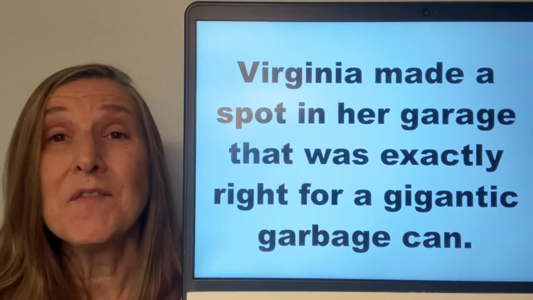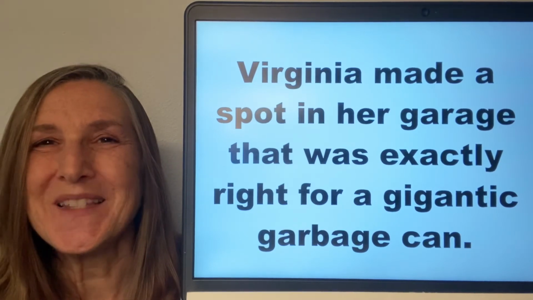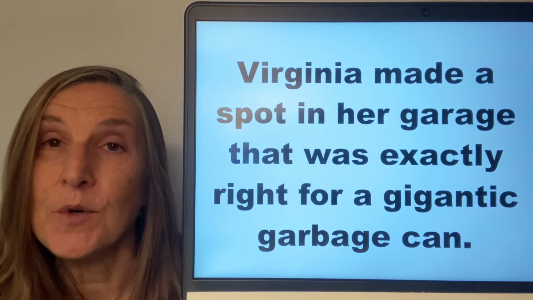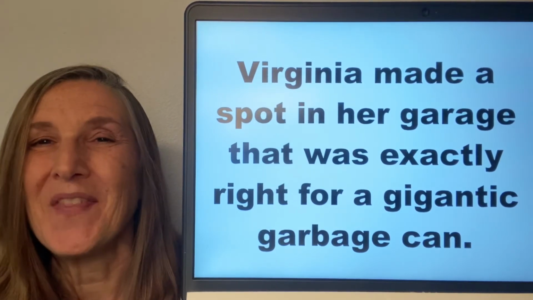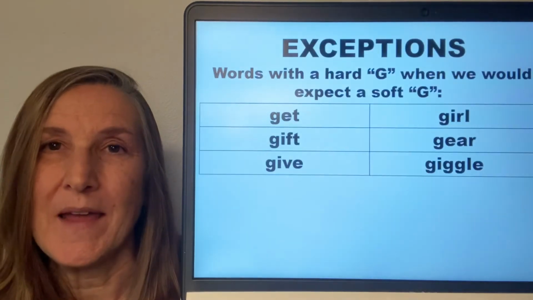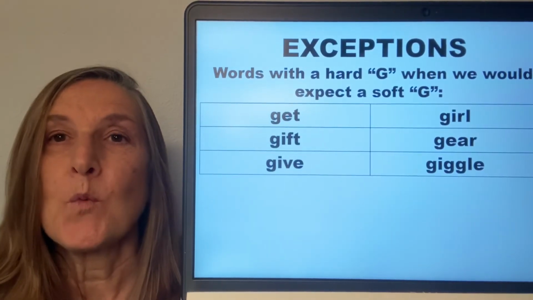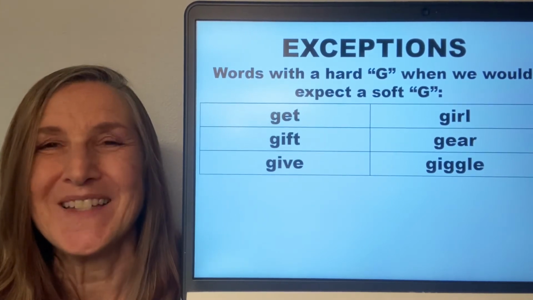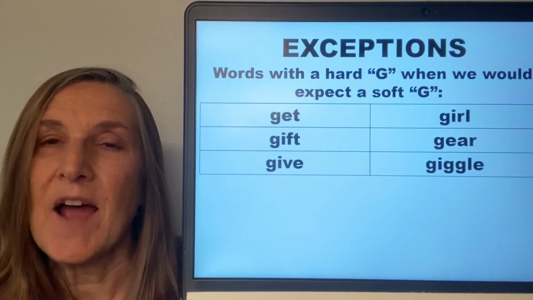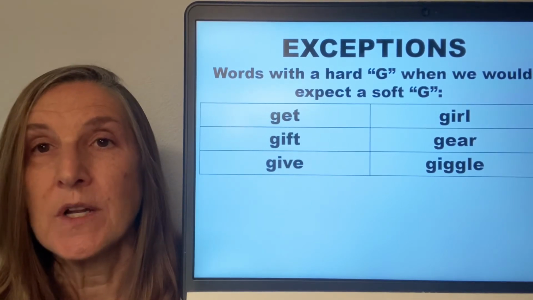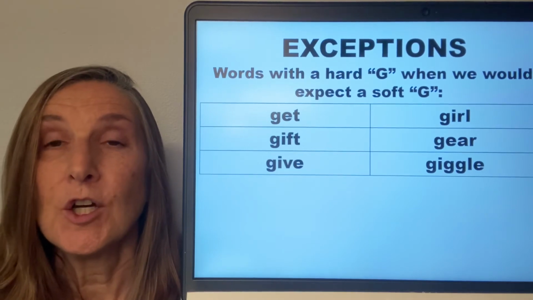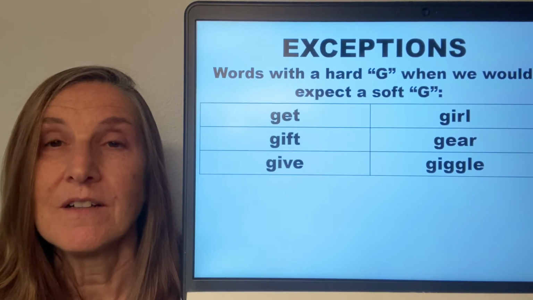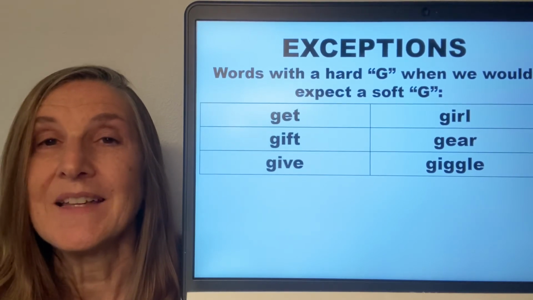Now, there are a lot of exceptions to the rule that we said, that the hard G is usually followed by an A, an O, or a U, and the soft G followed by the I, the E, or the Y. Here are some exceptions where we would expect to have a soft G, but there's a hard G sound instead. Words that have this hard G at the beginning of the word are get, girl, gift, gear, give, and giggle.